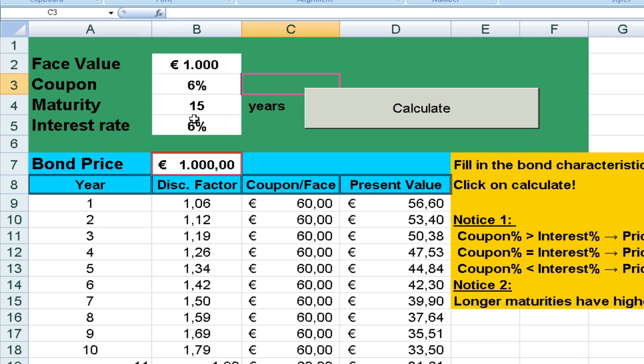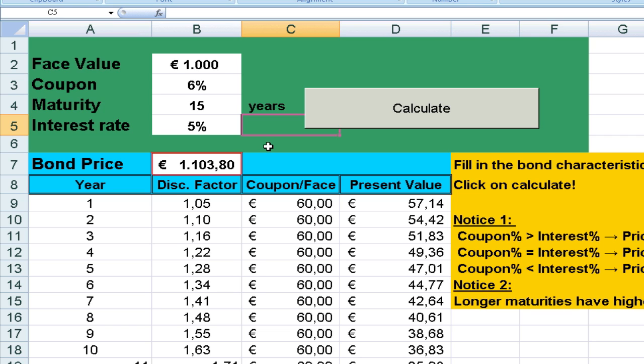what will happen to the interest rate? For instance, if the interest rate, or this yield to maturity, this discounting factor, decreases to 5%, what will happen to the bond price? Press calculate, and we'll see the bond price increases to 1,103 euros and 80 cents. So if the yield to maturity decreases, what do we see? Bond price rise, bond price rise.